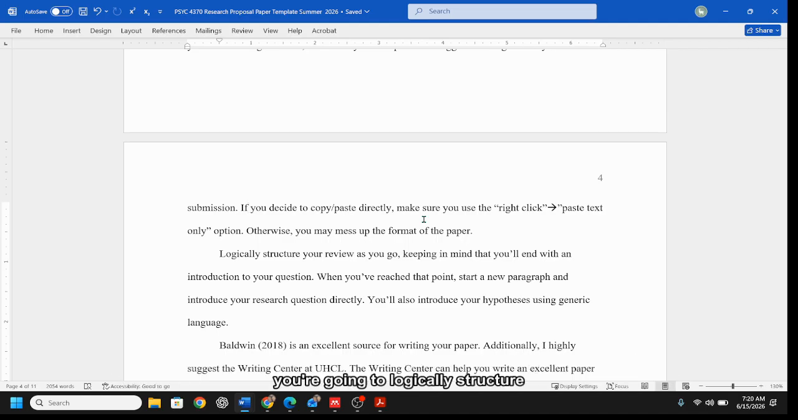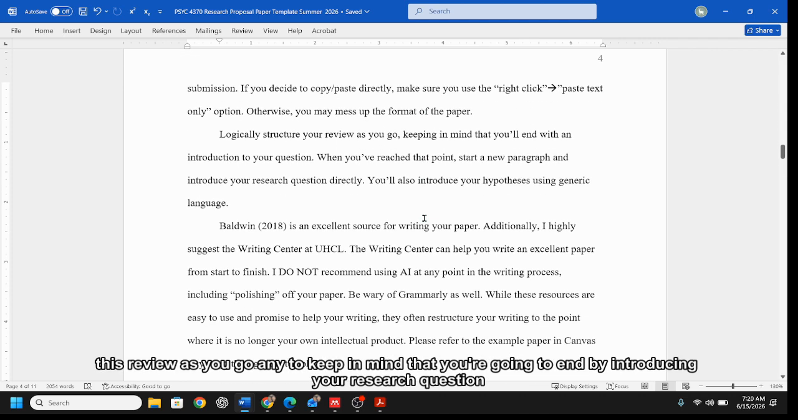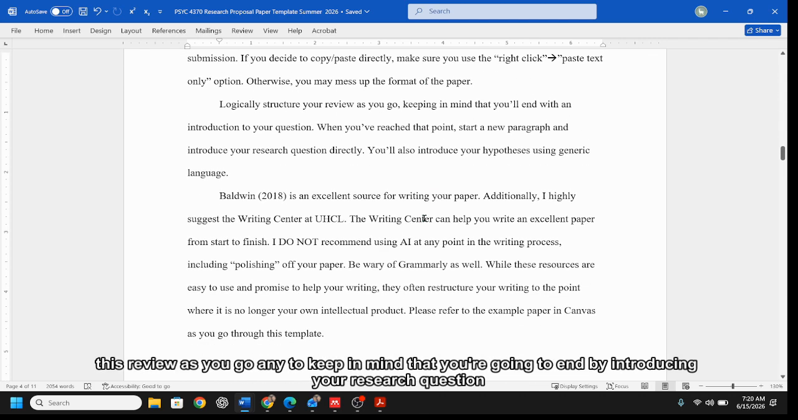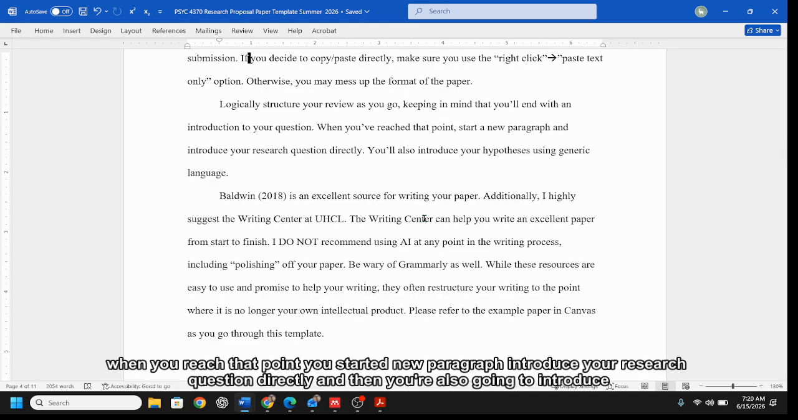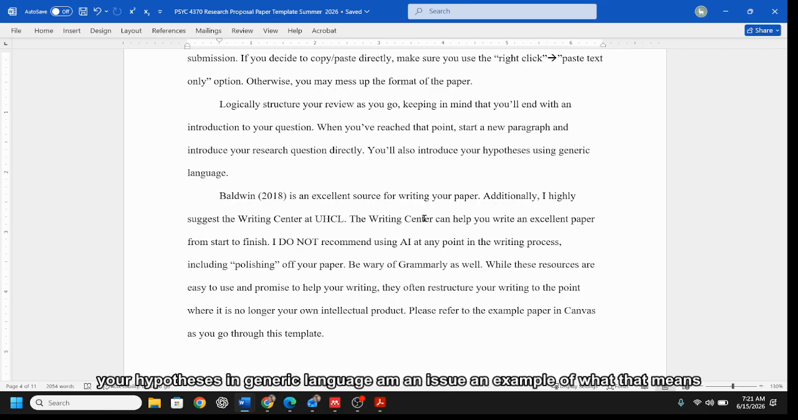Now, you're going to logically structure this review as you go. You need to keep in mind that you're going to end by introducing your research question. When you've reached that point, you start a new paragraph, you introduce your research question directly, and then you're also going to introduce your hypotheses in generic language. And I'm going to show you an example of what that means.